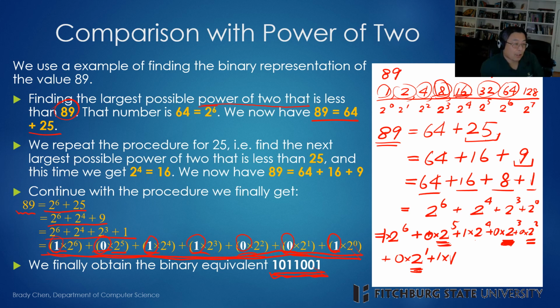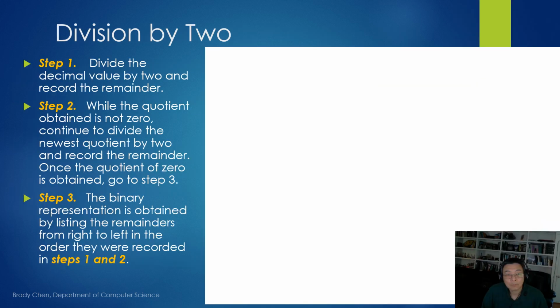This is actually called a comparison with power of 2. So with the comparison with power of 2, we can always convert a decimal value into the binary representation.